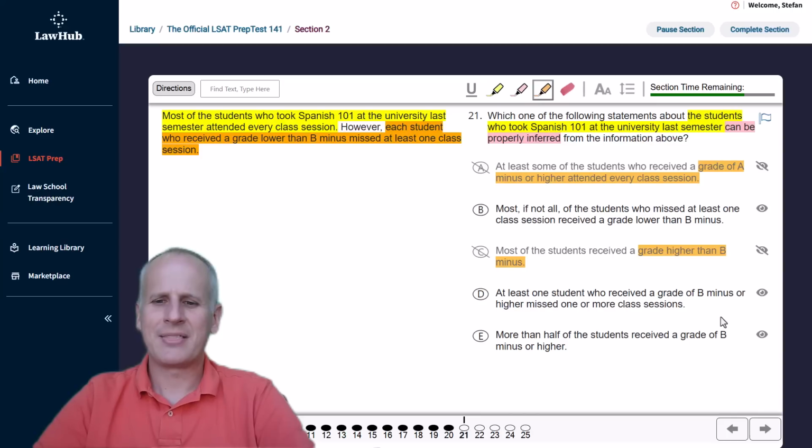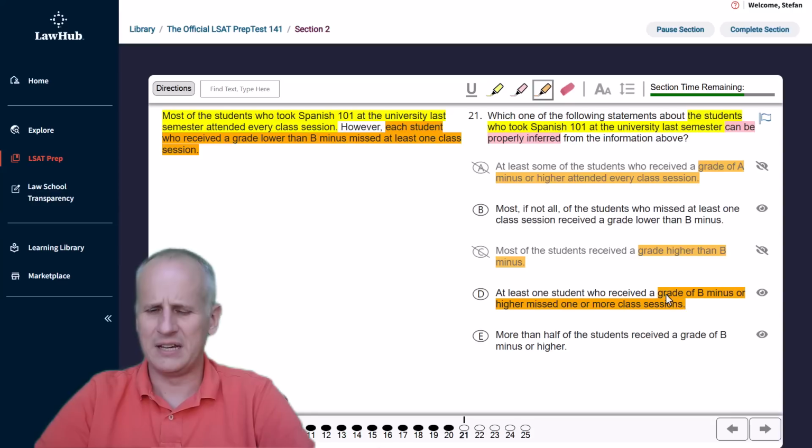Then choice D, at least one student who received a grade of B- or higher missed one or more class sessions. Okay, so we're B- or higher, that's right, but missed one or more class sessions, I don't know that. I mean, maybe it guaranteed that you get a B- or lower. I have no idea. So D is not going to be correct either because it requires additional information to be certain.